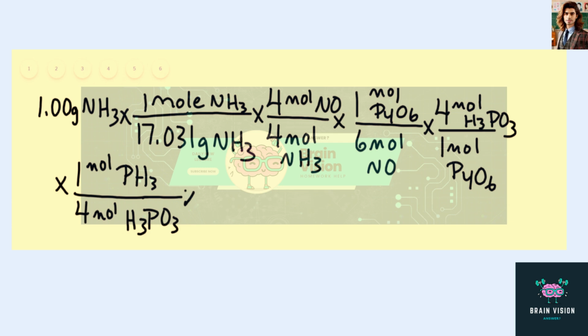The last step would be to convert PH3 back into grams. We will use the periodic table, noting that phosphorus's mass is approximately 31 and hydrogen's is approximately 1. The exact mass that would tell us is that every 1 mole of PH3 has a mass of 33.994 grams.